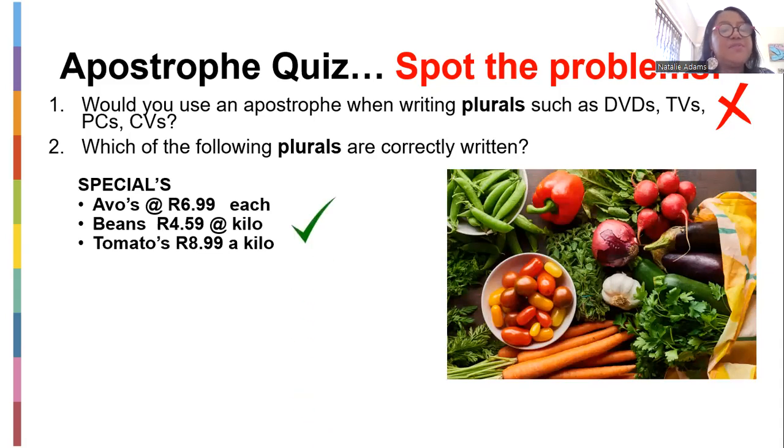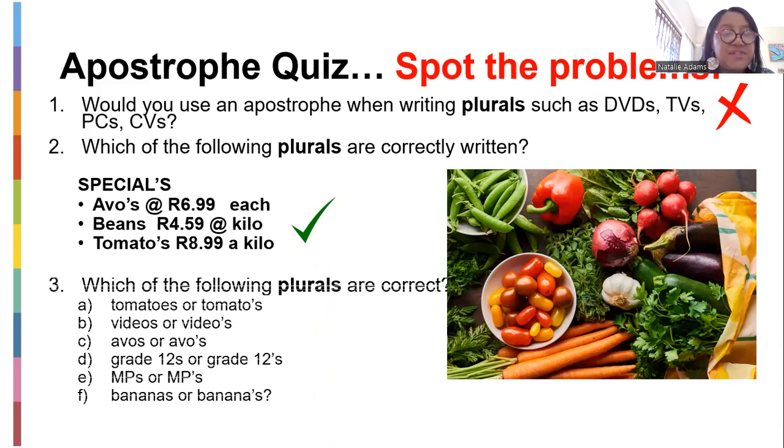Obviously the beans, because bean would become beans, as it's the plural form of it. So there you do not use the apostrophe. And then when looking at the third one, we're looking at which of the following plurals are correct. The first one: tomatoes, videos, avos, grade 12s, MPs, and bananas. It's obviously the first answer. So it's the first one, the tomatoes, the videos. That's without the apostrophe S.